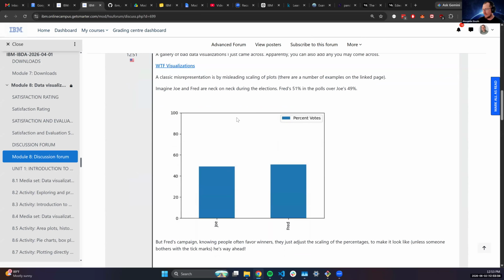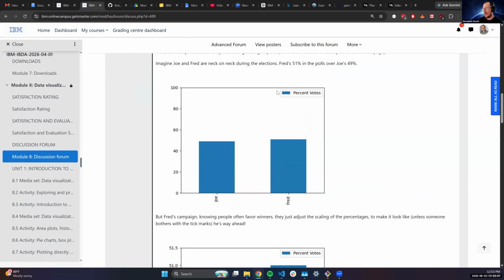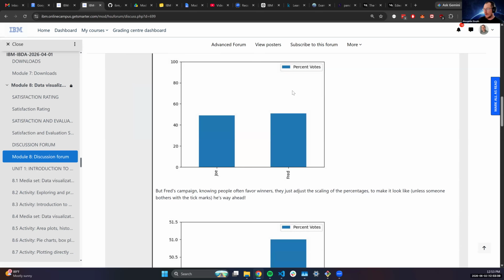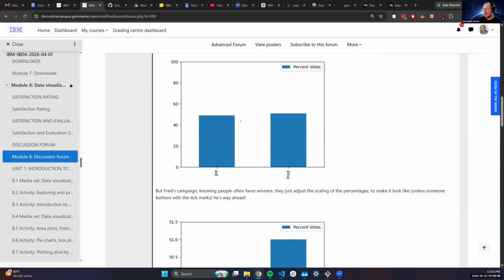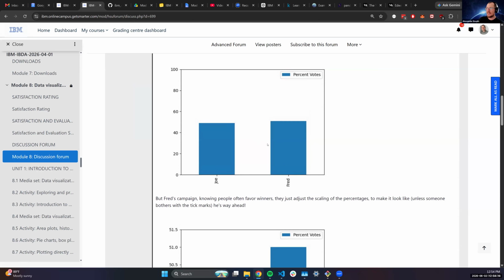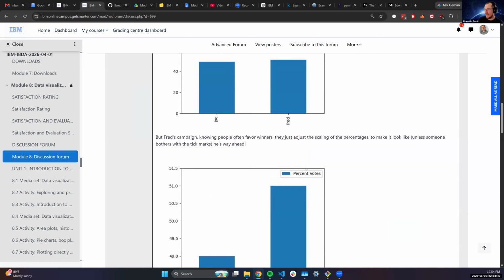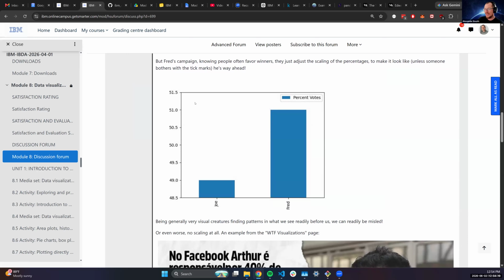I linked WTF already over here, as well as showed what I mean about the lying in the scale of the y-axis. So again, here we have Joe versus Fred. It looks pretty neck and neck. We know that people often favor winners. So if I'm going to show this on TV, instead of showing that it's a pretty tight race, like 51% to 49%, we can adjust our axis. Same data, different representation. Now it looks like Fred is beating Joe in a landslide. So now people are more likely to vote for Fred. So keep that in mind.